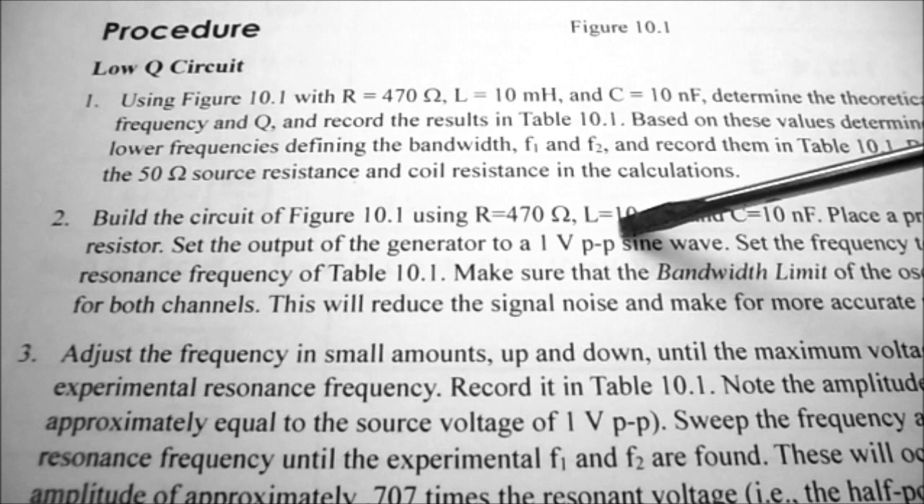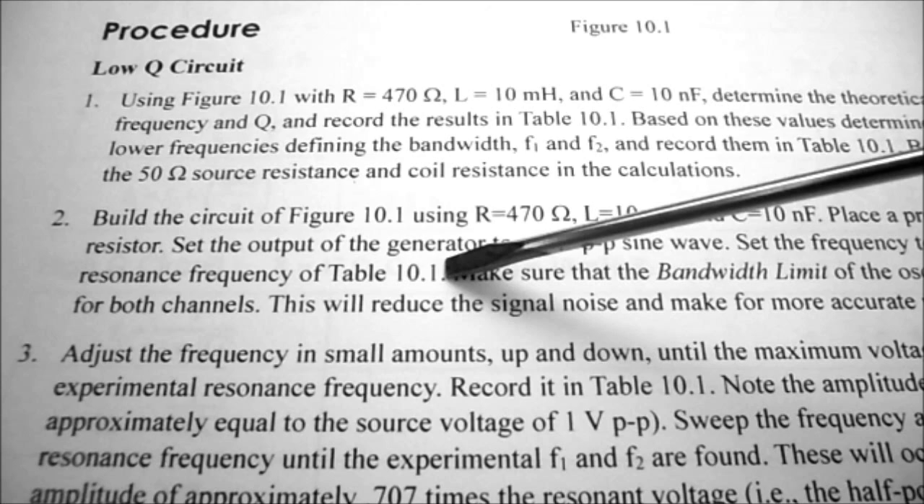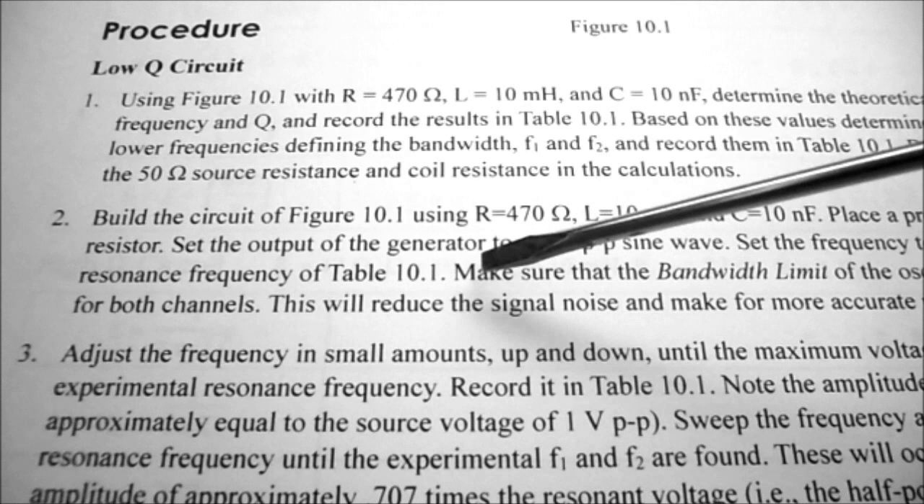We're to set the frequency to the theoretical resonant frequency of table 10.1, which is somewhere around 16 kilohertz. Make sure that the bandwidth limit of the oscilloscope is engaged for both channels to reduce the signal noise for more accurate readings.